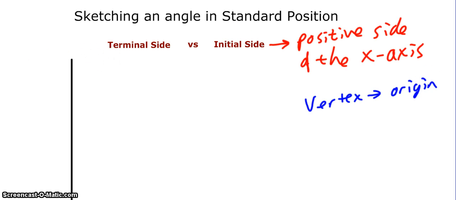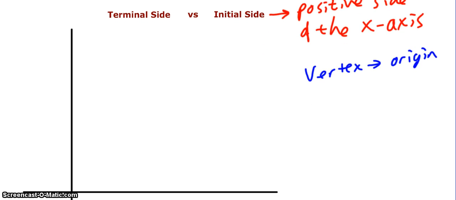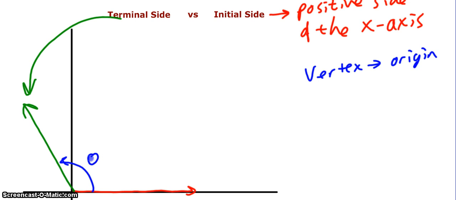If we draw a picture, the initial side is always going to be the positive side of the x-axis, and then I could draw my terminal side, let's say here, and this would be my angle theta. This is an angle in standard position. Again, the key thing is that the initial side is the positive side of the x-axis and the vertex is the origin. Then the terminal side will just be somewhere on your coordinate plane in one of the quadrants or on an actual axis. We'll refer to angles in standard position quite often, and a lot of our definitions are going to be based on that.